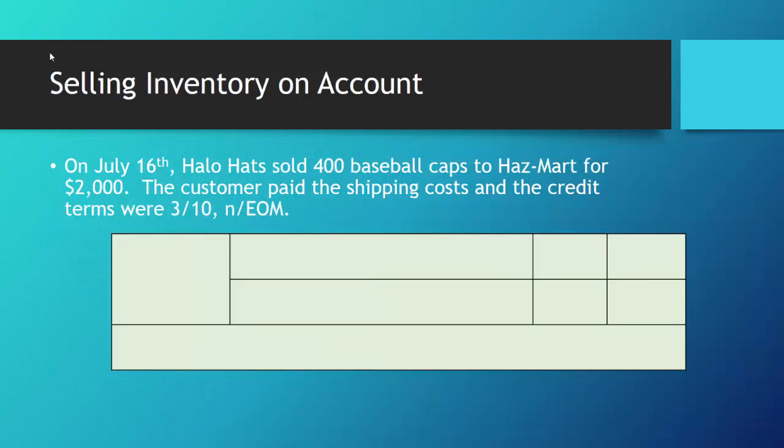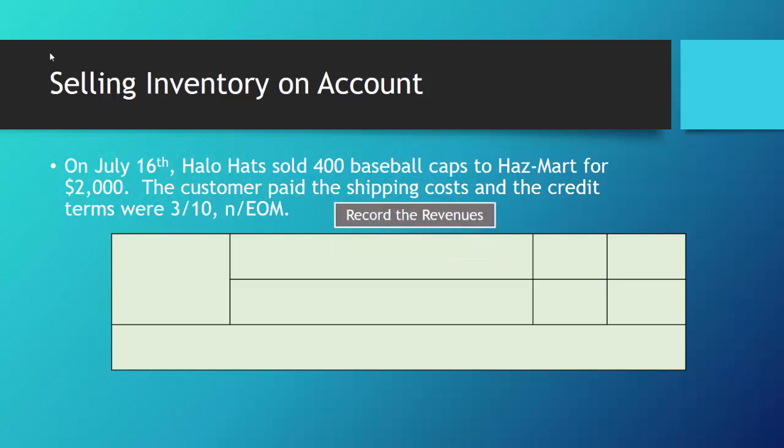Let's sell some inventory on account. On July 16th, Halo Hats is going to sell 400 baseball caps to a company called Hazmart. We're going to do so for $2,000. The customer is going to pay all the shipping costs, so we don't have to worry about that on our books. They got that covered. We are offering Hazmart credit terms of 3/10 net EOM, which stands for end of month. So they have until the end of July to pay us.